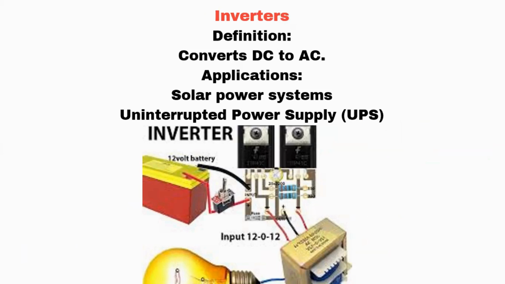We have inverters in our homes, UPS and inverter. This is a very important part in our homes nowadays because some of our devices work on AC. So we compulsorily have to convert DC to AC. So we use a power supply or a power electronic device which will convert DC to AC.